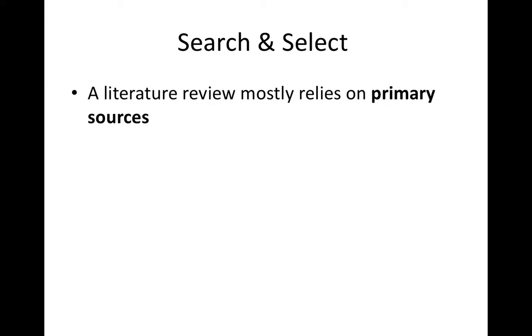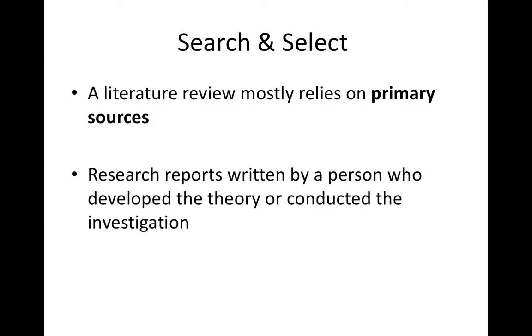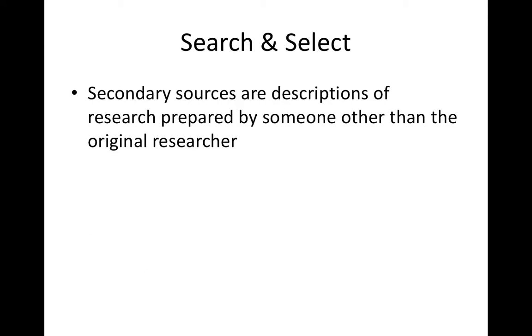A literature review should mostly rely on just primary sources. What on earth is a primary source and a secondary source? And this is something that really can confuse people. The easiest way of explaining it is a primary source is a research report that's been written by a person who actually did the work. They've developed the theory, or they conducted the investigation, or they actually did the experiments that they're talking about. That's primary research. Secondary research is descriptions of research that's been prepared by someone else.